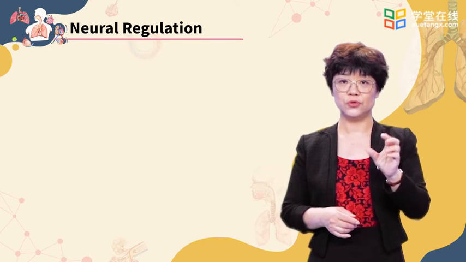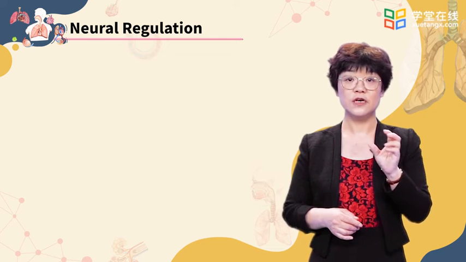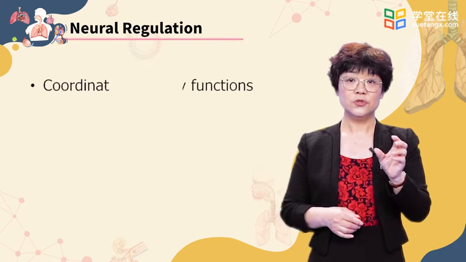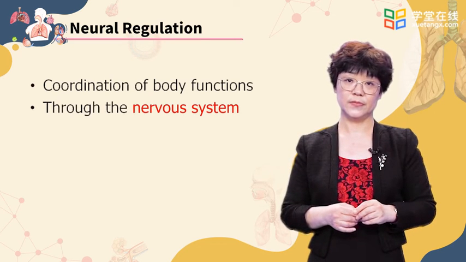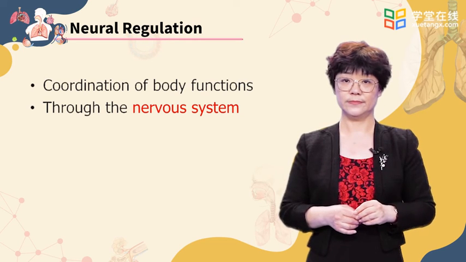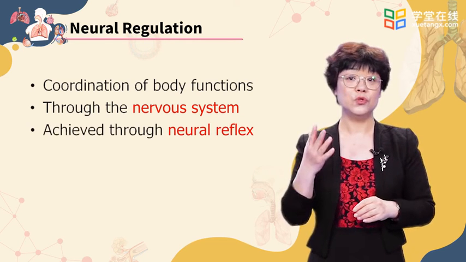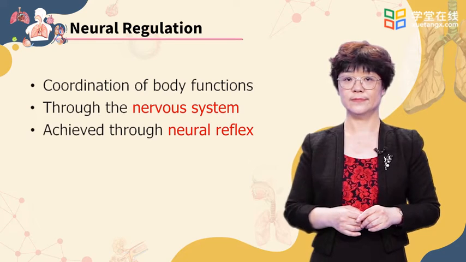First, let's look at neuroregulation. The term neuro refers to nerve or nervous system. So, neuroregulation coordinates body functions through the nervous system. But how does it work? It is achieved through neuroreflex. Then, what is reflex? When you hear the term reflex, what comes to your mind? You may think of an action that just happens, and yes, in part it is so.